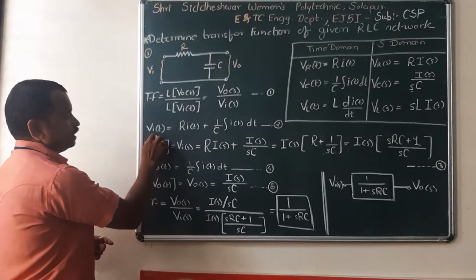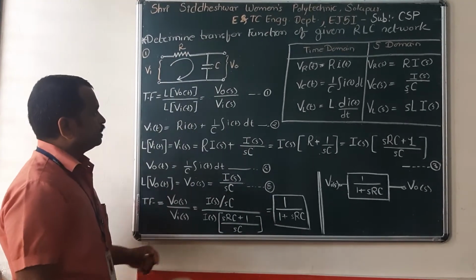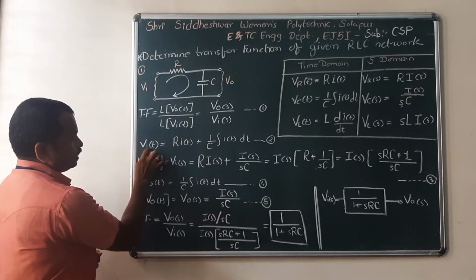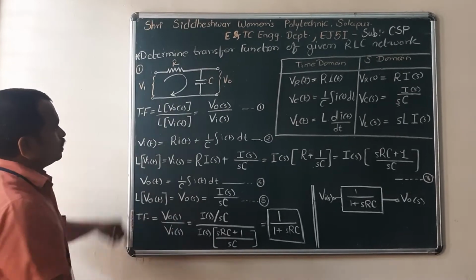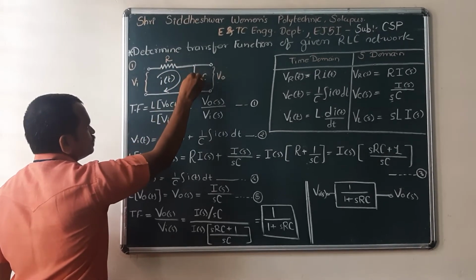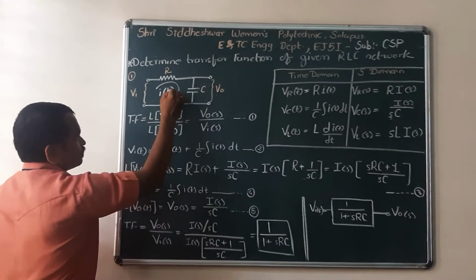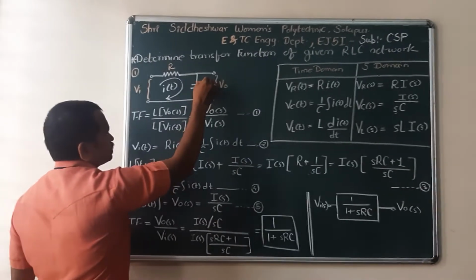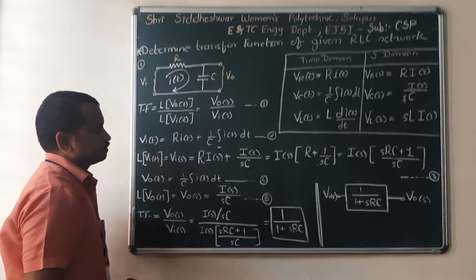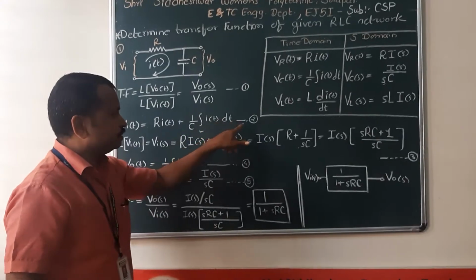Now we have to find the input equation and then the output equation. The input equation is represented as VI of t is equal to the voltage drop across the elements R and C, through which the current flows. So current into R is represented as R into I of t, plus the voltage across C, so R into I of t plus 1 by C integration of I of t dt. This is the second equation.